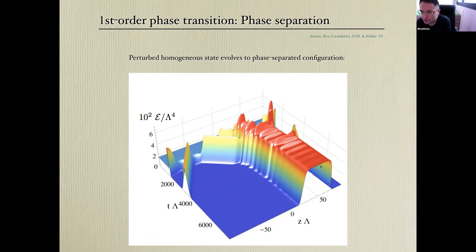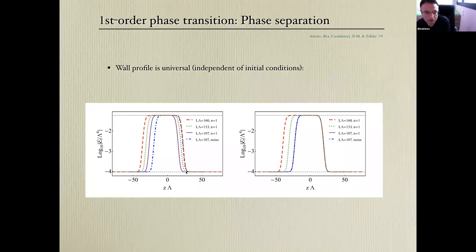So to show you that, what I'm showing you on the left here is this phase separated configuration for different initial conditions. And of course, if you change the initial conditions, in particular the total energy, you will end up with a phase separated state in which the size of the high energy phase or region, and the size of the low energy region are different.